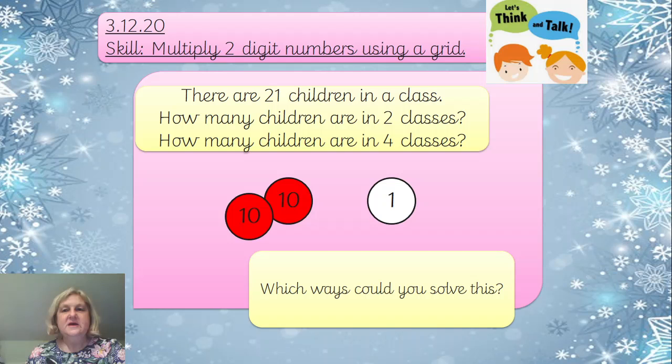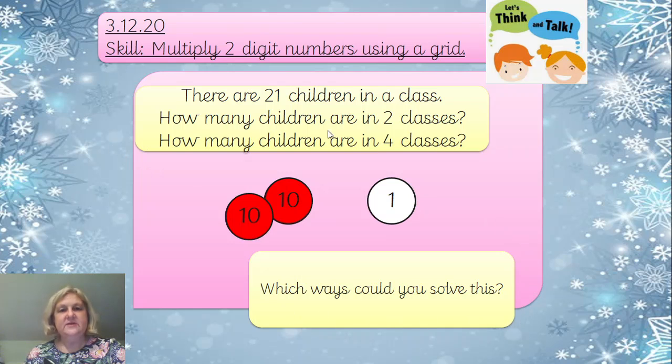Okay, so today we have a little think about this question before we move on to using the grid. This is a sort of question that you can solve using the grid method. There are 21 children in a class. How many children are in 2 classes? And how many children are there in 4 classes? You've got 2 tens and a 1, so that's 21 children. What ways can you solve this?